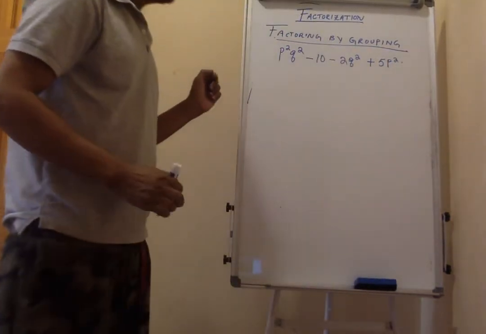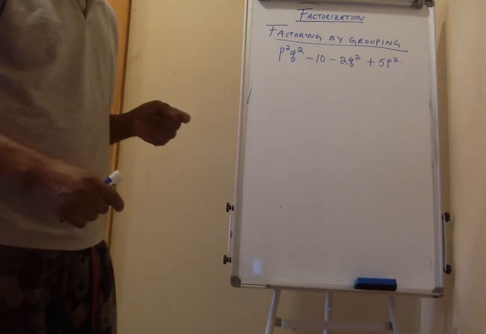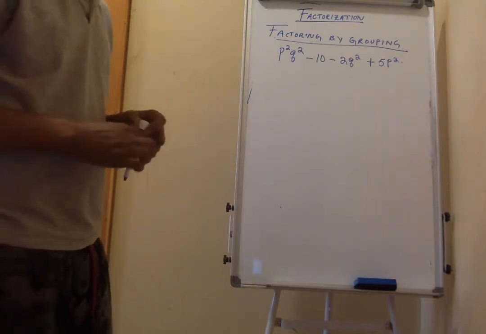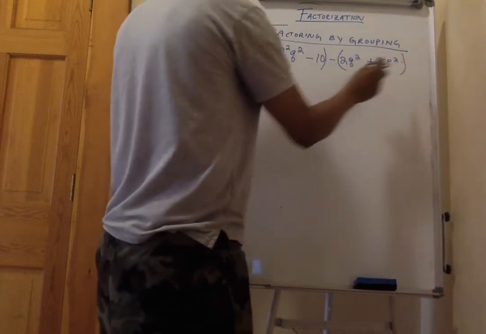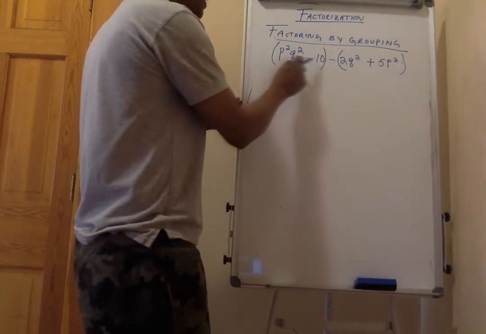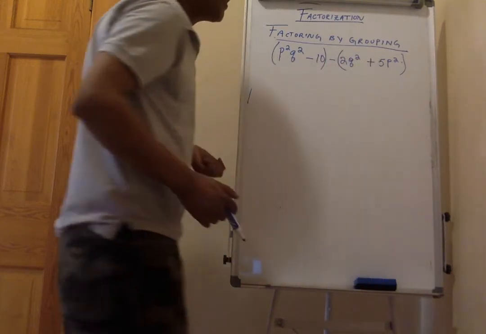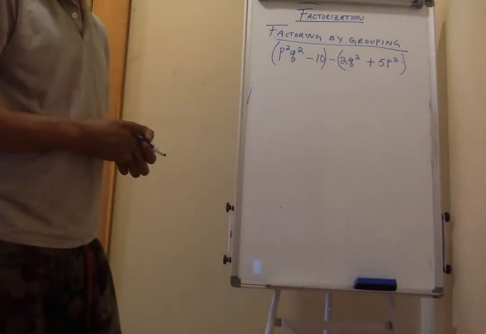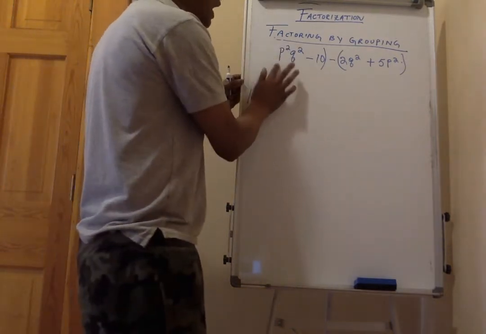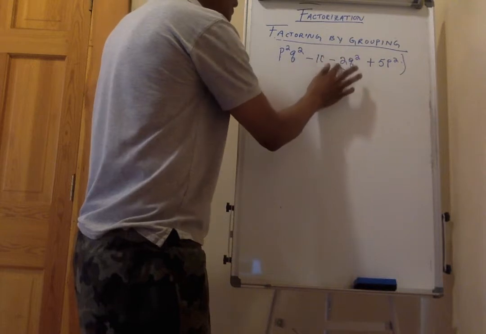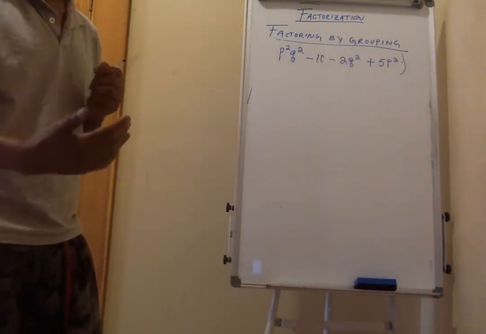Now, if you go ahead and do the grouping as it is, you are not going to go anywhere. Look, if you do this, p squared q squared and 10 have nothing in common. 2q squared plus 5p squared, they have nothing in common. You're going to get stuck. So you have to rearrange the order. Again, this is trial and error.